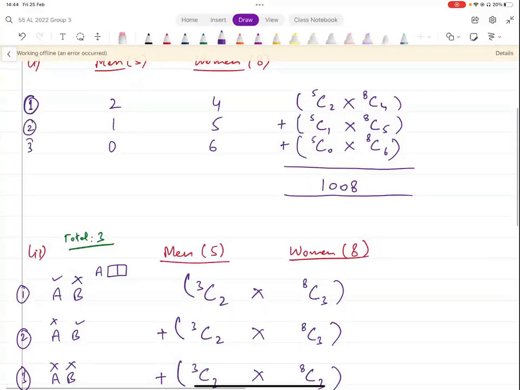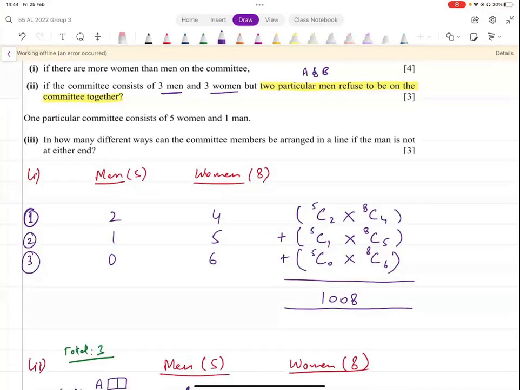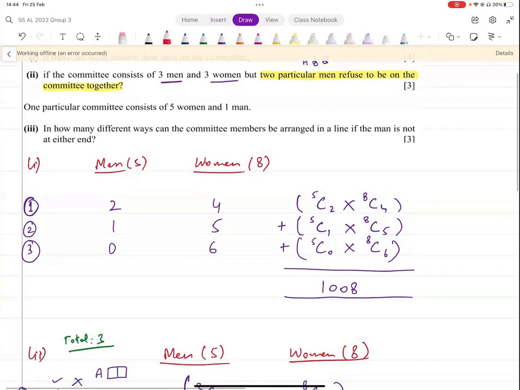Okay, let's look at the third part. One particular committee consists of five women and one man. In how many different ways can the committee members be arranged in line if the man is not at either end? Ye to arrangement is simple. Let's try this as well.